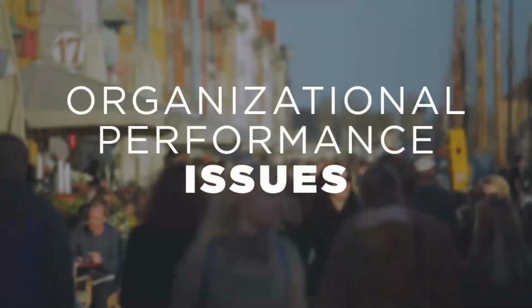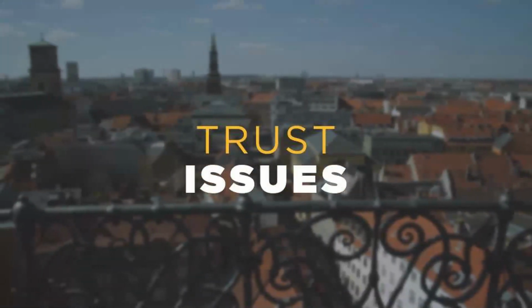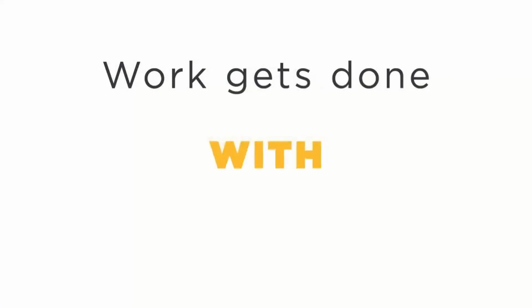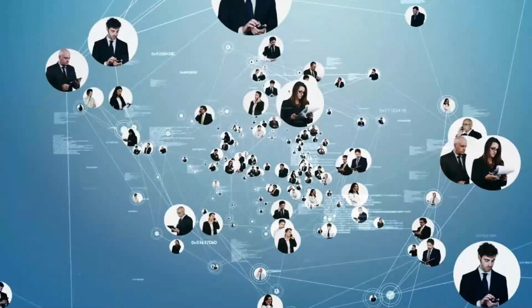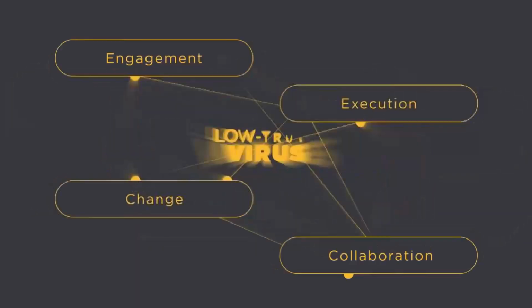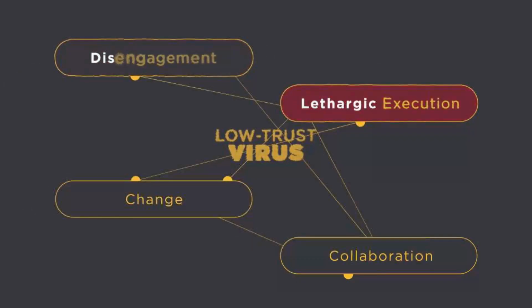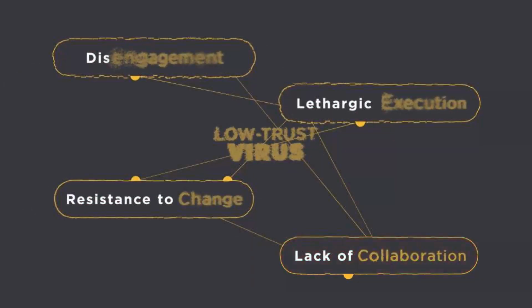After working with thousands of teams and organizations all over the world, we have come to know this. Most organizational performance issues are actually trust issues in disguise. The simple, often overlooked fact is this: work gets done with and through people. Organizations are made up of an infinite number of human connections, and those connections are held together by trust. That's why there is nothing more impactful on people, their work, and their performance than trust. You can see the symptoms of low trust everywhere. Like a virus, the symptoms show up as disengagement, lethargic execution, resistance to change, and lack of collaboration.